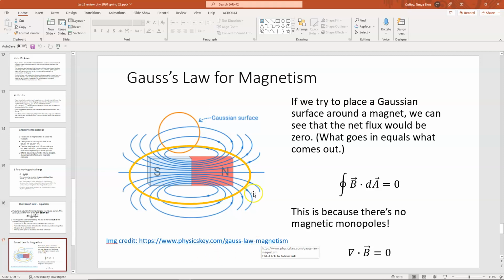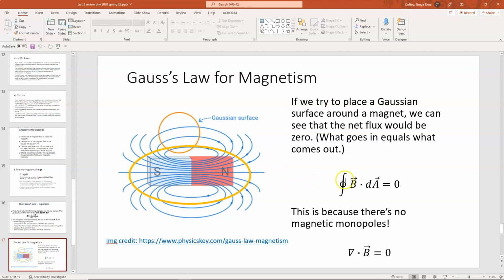You can see here that when I place a surface around my north-south pole of my magnet, I've got field lines pointing out from the north pole and coming into the south pole. So what's leaving that oval comes back in on the other side. So there's no net flux. And the same could be said for any circle or closed surface that I drew here. What goes in comes out.